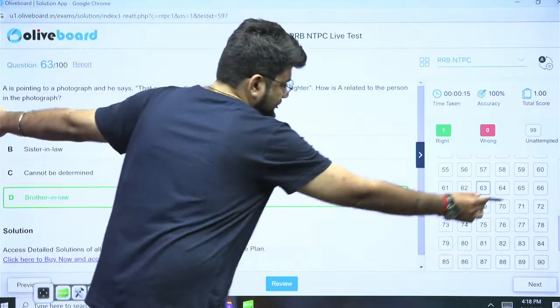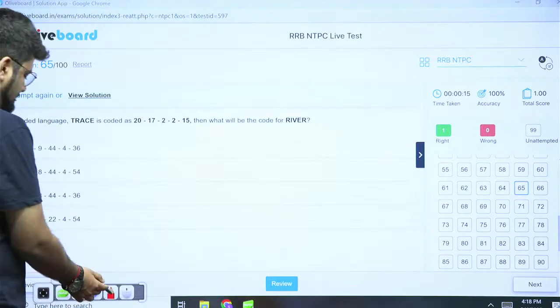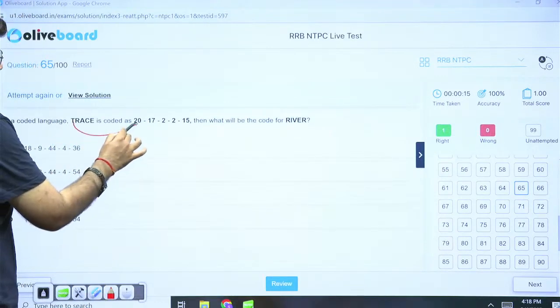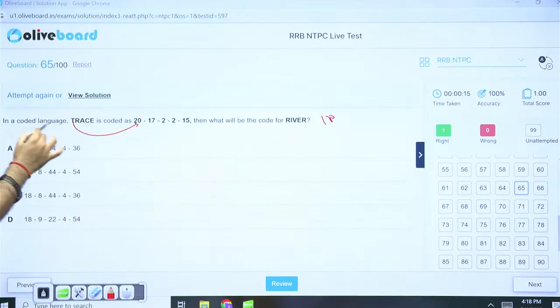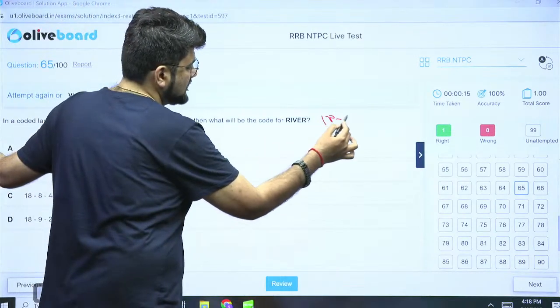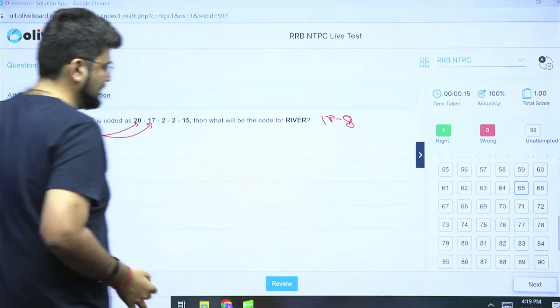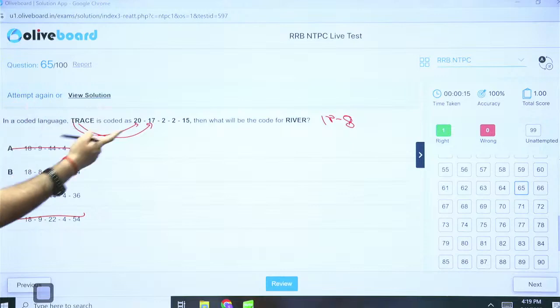65. Says, okay, trace is coded as this. Now I'll tell you how we proceed usually. See, T is 20 only, and we know R has to be 18 only, which is given in all the options. The next one, R is 17 here. So what do we think? We think that 18 minus 1, so we think that 17 minus 1, 8 should be the correct answer. 18, 8. We have two options. Okay, till now we are going right. But now we'll realize what has happened.